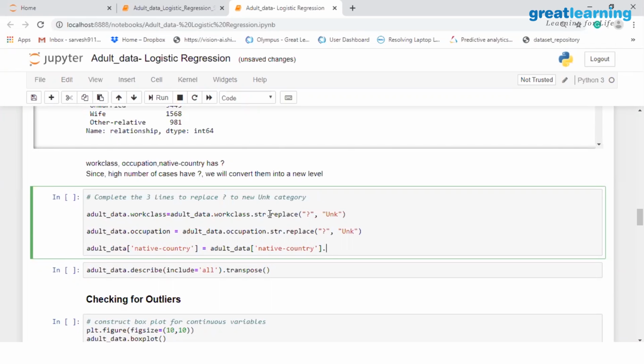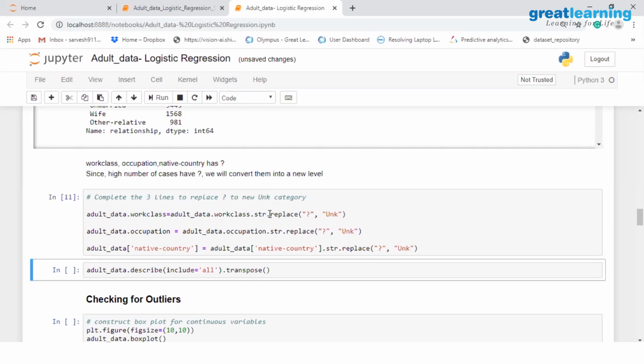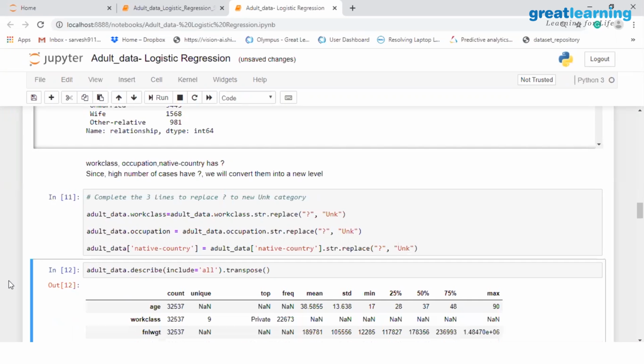The replace works for numerical values. Since these are all strings, you have to give it as a string replace. String replace the question mark to unknown. I think only these 3 were there. Okay, I've converted it. So again, describe all.